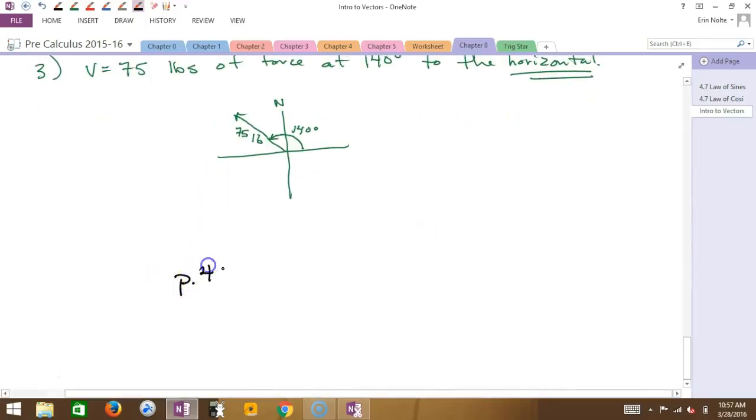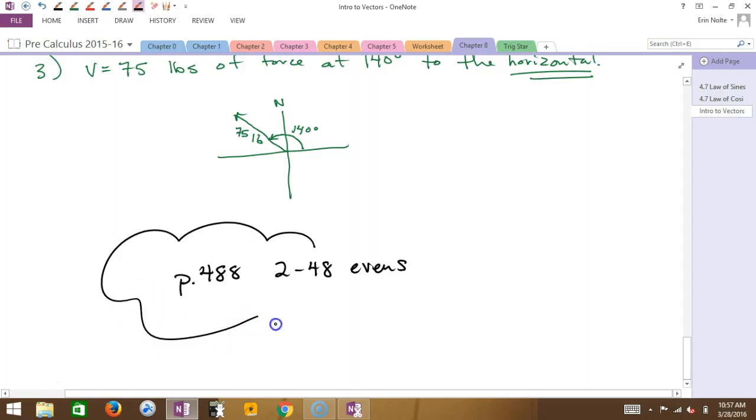Okay, so you have page 488, and it's 2 through 48 evens. It's like drawing vectors. It's not hard.